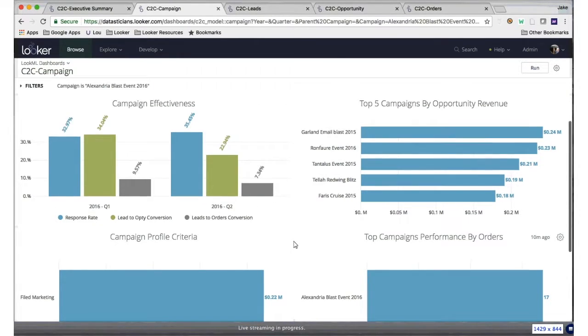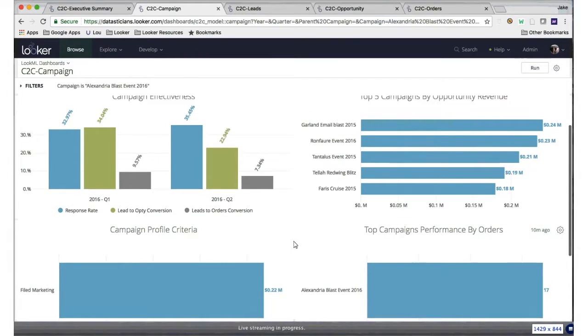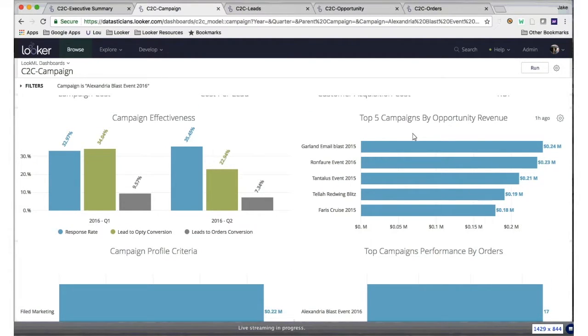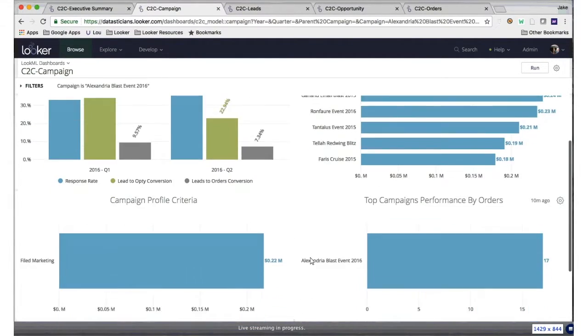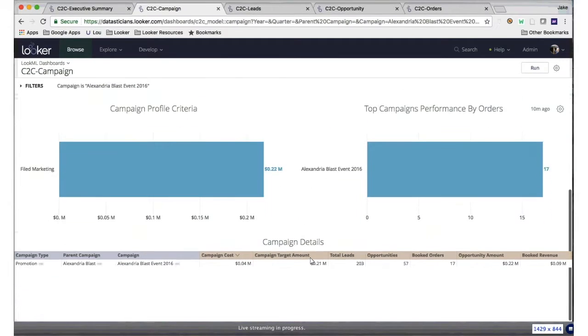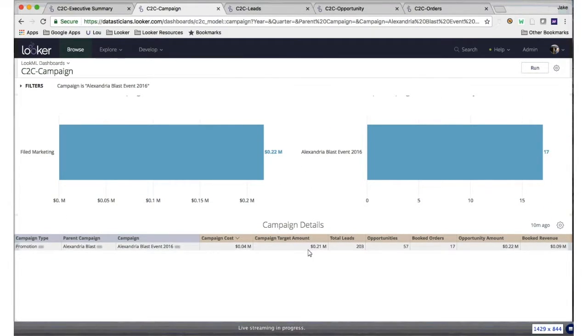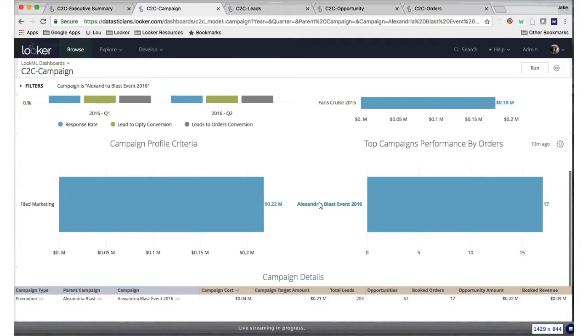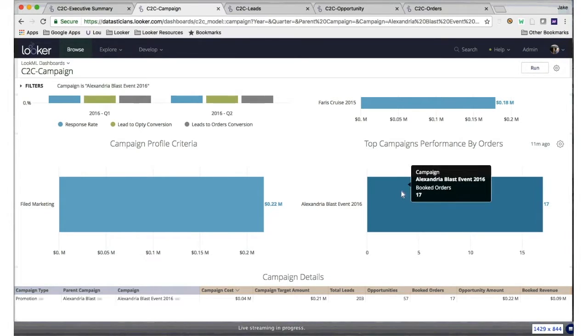Similar metrics here, we can see now the top 5 campaigns by opportunity revenue and performance, and in this case, we still have our campaign details. These metrics are singular because they're just looking at this one campaign, Alexandria Blast event, but I can see the booked orders. And if I want to see the orders from that, I can explore and get to the row level detail from there.